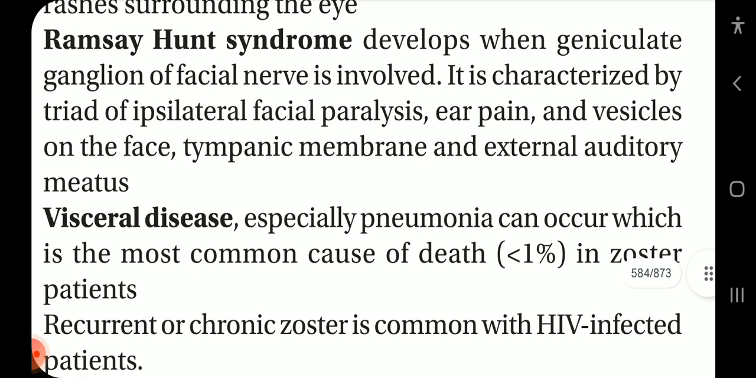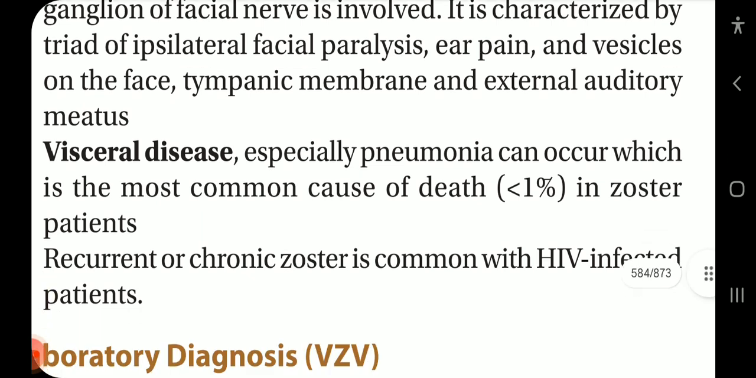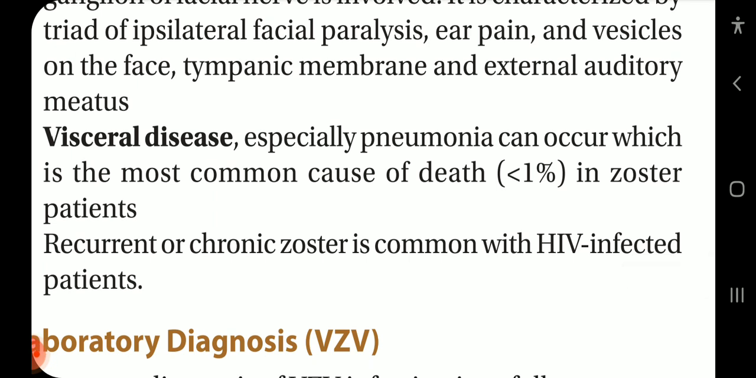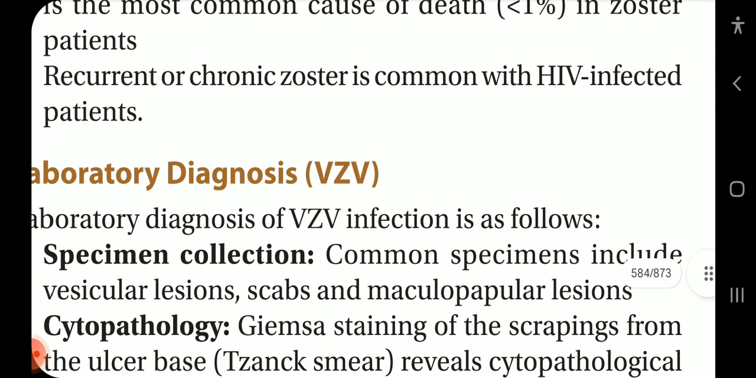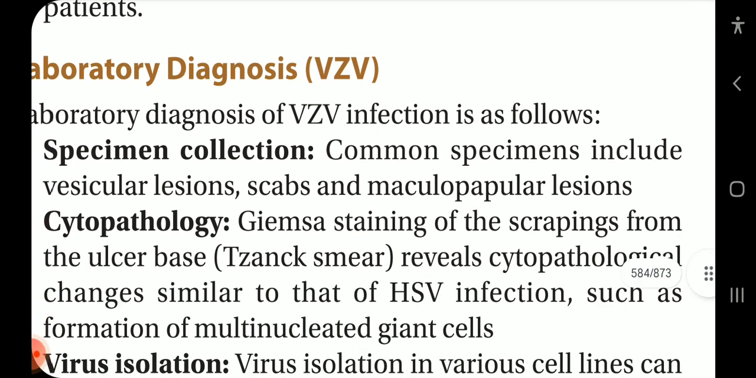Ramsay-Hunt syndrome develops when geniculate ganglion of facial nerves is involved. It is characterized by a triad of ipsilateral facial paralysis, ear pain and vesicles on the face, tympanic membrane and external auditory meatus. Visceral disease, especially pneumonia, can occur, which is the most common cause of death, less than 1% in zoster patients. Recurrent or chronic zoster is common with HIV infected patients.